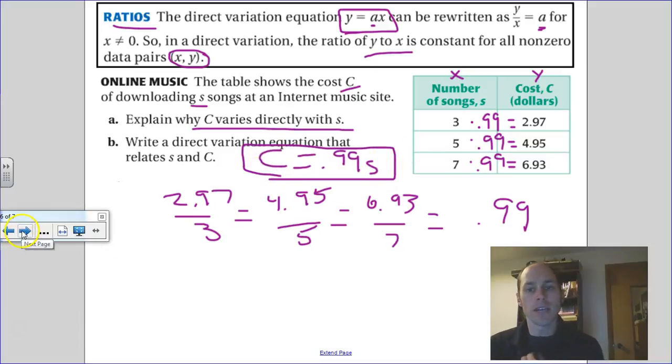All right, so that is direct variation. It relates directly to proportions that we've learned already, and it connects with graphing linear equations that we talked about last time.